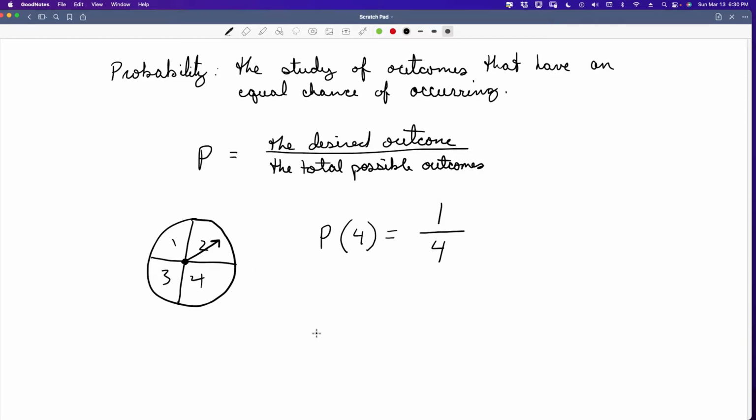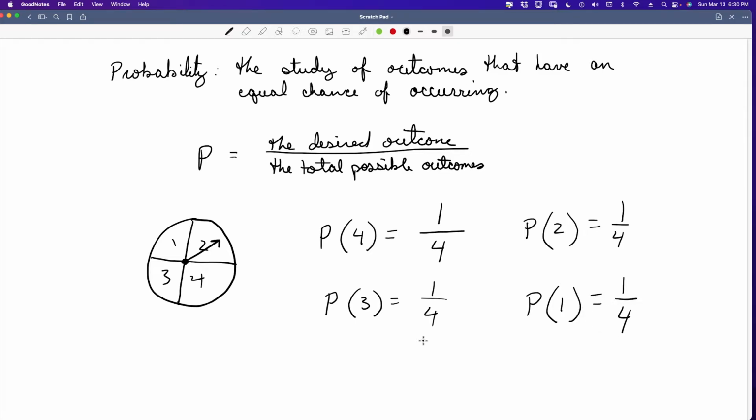That is my probability. So I have a 25%, or a 1 out of 4 chance that it will land on 4. That is the same probability for it to land on 3. You have a 1 out of 4 chance for it to land on 3. You have a 1 out of 4 chance for it to land on 2. And you have a 1 out of 4 chance for it to land on 1. Because they are 4 evenly divided spaces, it is a fair spinner, and the likelihood of it landing on any one of those spaces is the same.